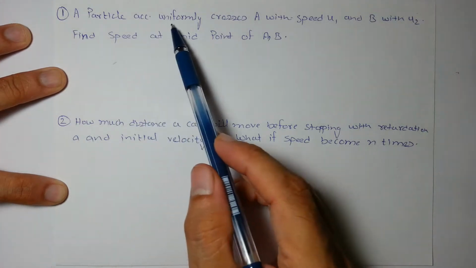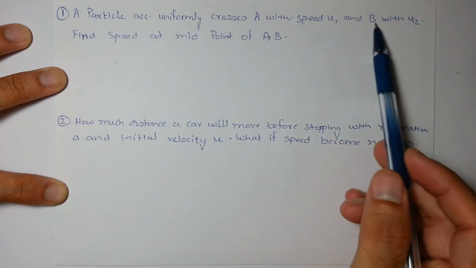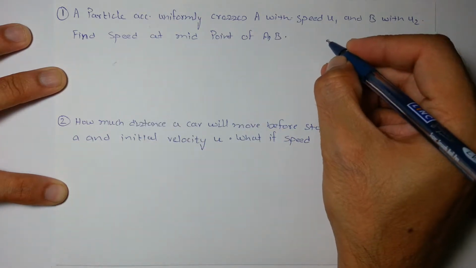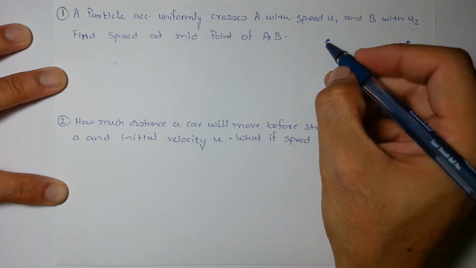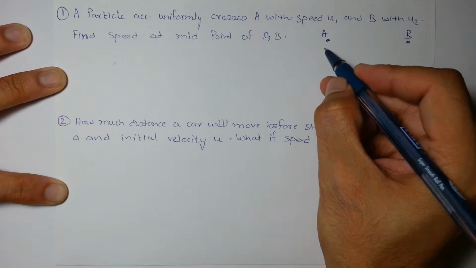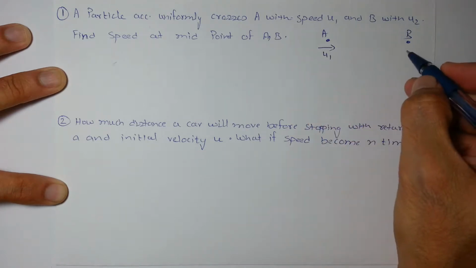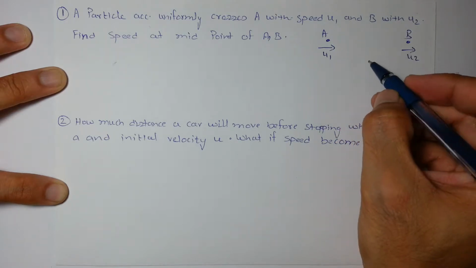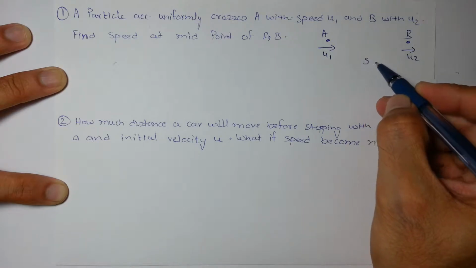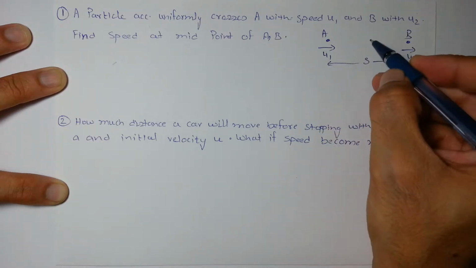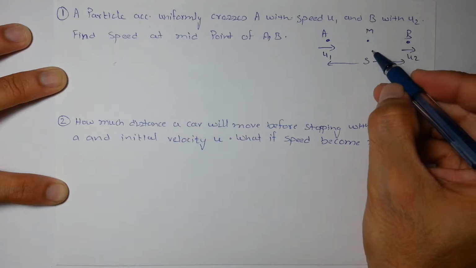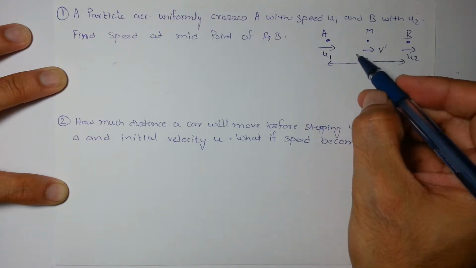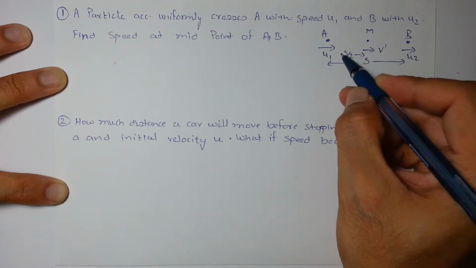A particle uniformly accelerating crosses point A with speed u1 and point B with speed u2. Find the speed at the midpoint of AB. Let's say these are the two points A and B. When the particle crosses A, the speed is u1, and when it reaches B, the speed is u2. Let the distance between them be s. The midpoint is M, and let the velocity at the midpoint be v dash. So this distance will be s by 2.